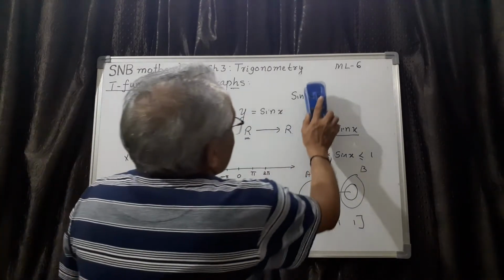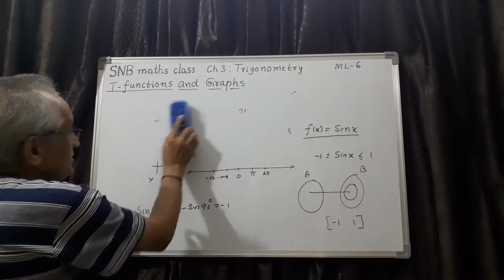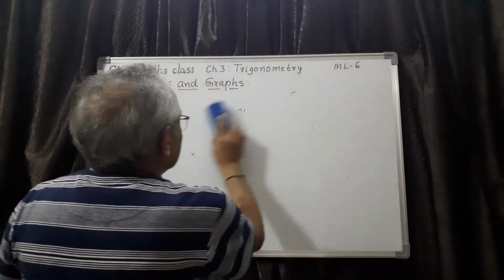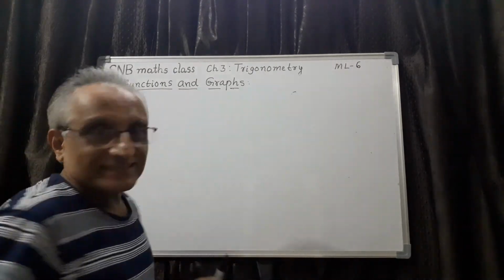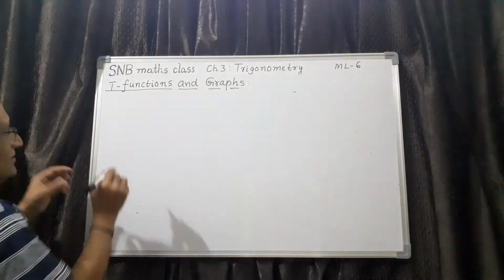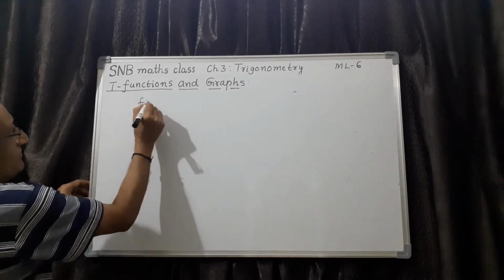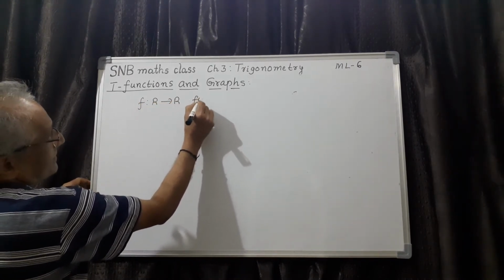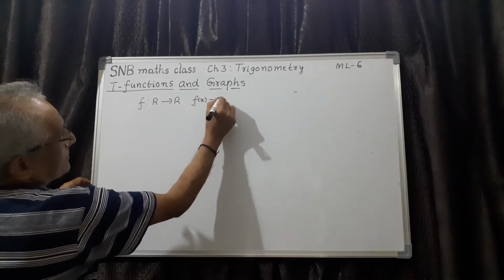Now we want to visualize this sin x. That means we want to draw the photograph of this sin x. What is sin x? Therefore I can define it like this now. First thing is f is a function from R to R defined by f of x equal to sin x.